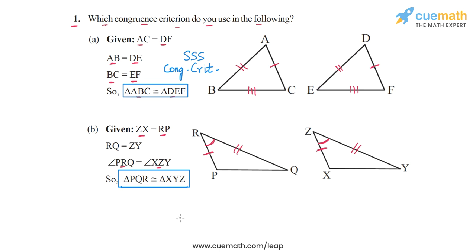Well, two sides and the included angle of the first triangle are equal to the corresponding two sides and the included angle of the second triangle. So for this part, the problem has used the SAS congruence criterion to make this claim of congruence. So for part A, the answer is SSS, and for part B, the answer is SAS.